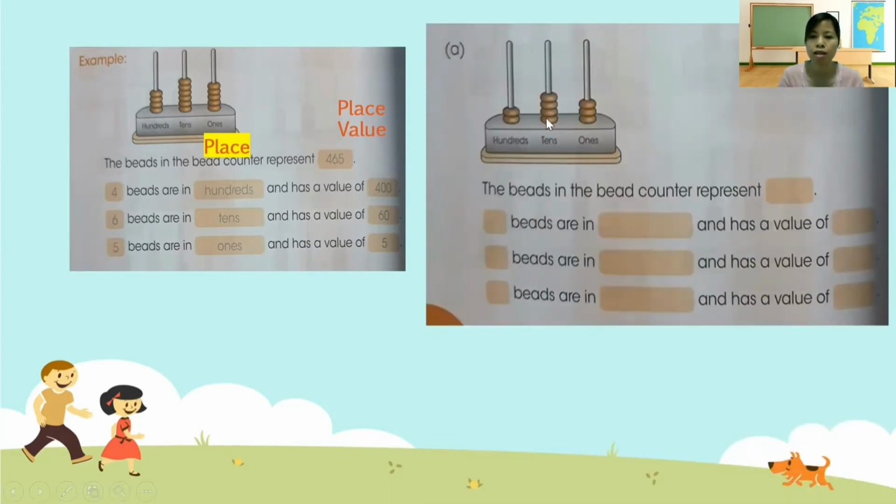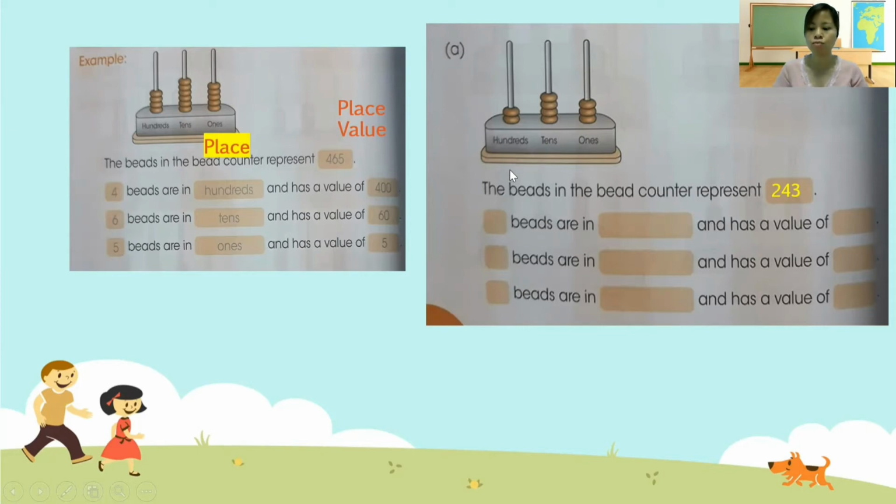Next, so we have 2 beads. For the tens, we have 4 beads. For the ones, we have 3 beads. So therefore, we have 2, 4, 3. And that represents 243. Now let's try to look at its value.